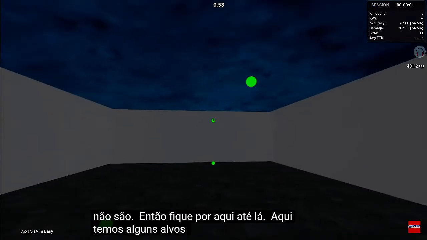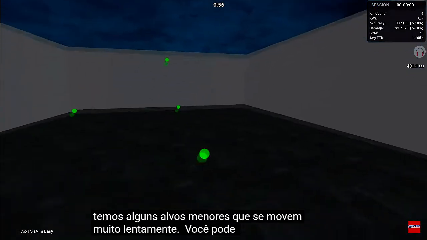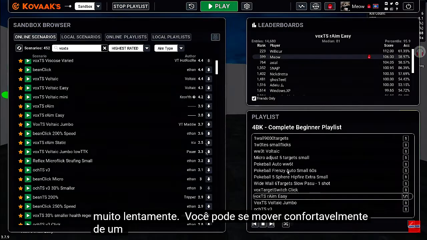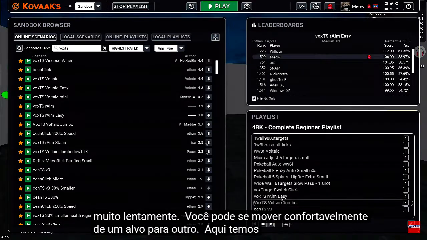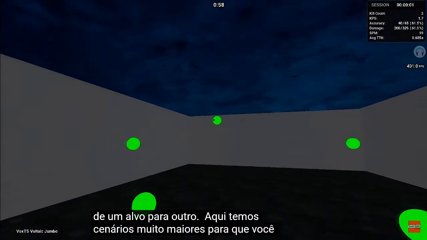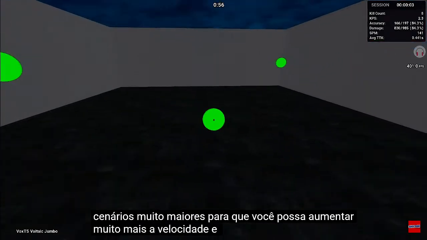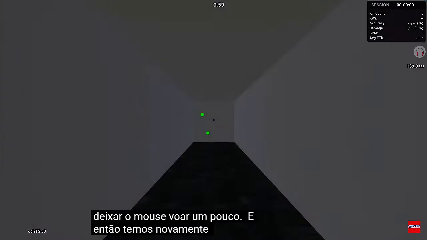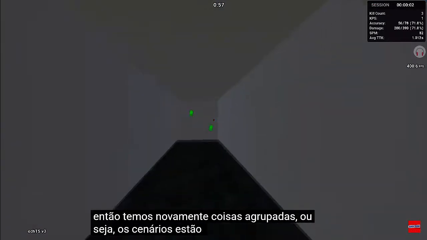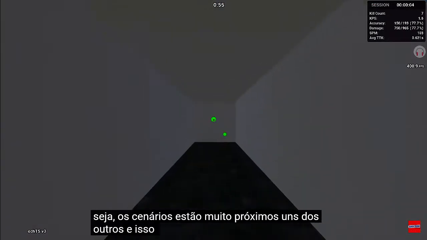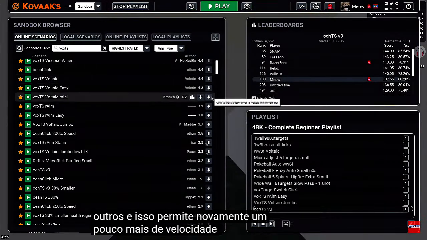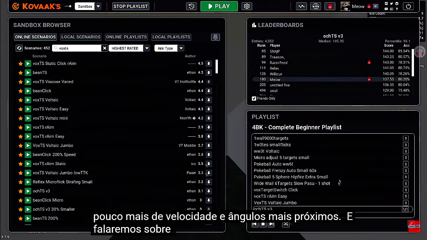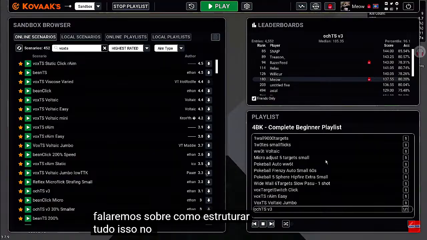Here we have some smaller targets that move very slowly. You can comfortably move from target to target. Here we have way larger scenarios, so you can push speed a lot more and not be sort of afraid of letting your mouse fly a little bit. And then we have, again, clustered stuff, where the targets are very close to each other, and it allows for, again, a little bit more speed and closer angles. And we'll talk about how to structure this all at the end.